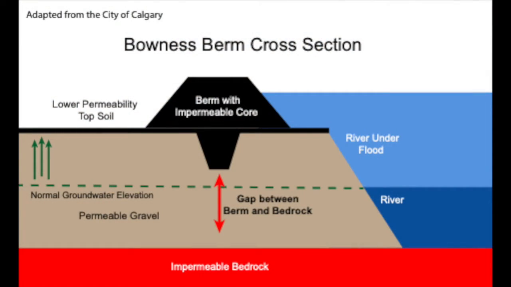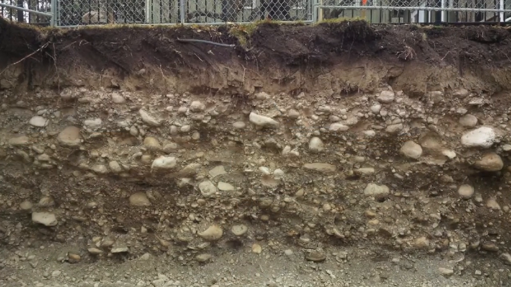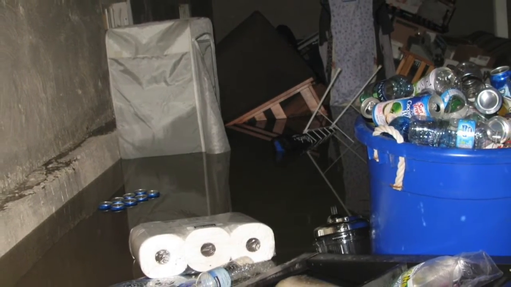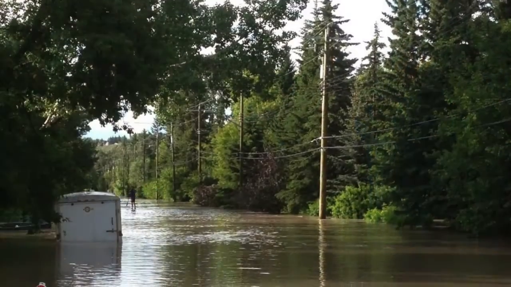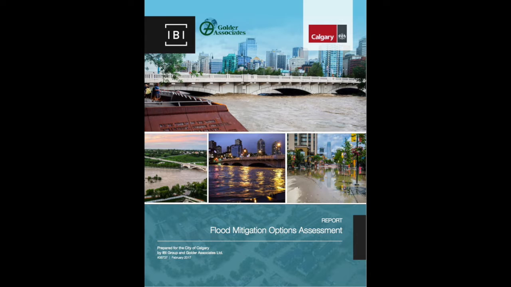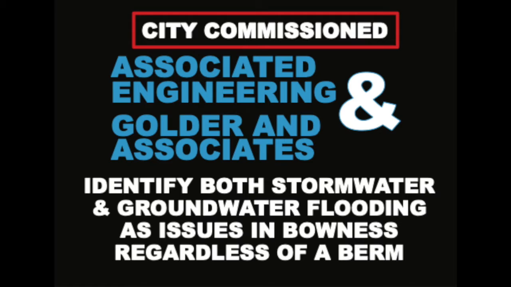This simple model clearly shows that the barrier design deficiencies and the city's failure to consider the local surface geology will result in widespread flood damage in Bowness, first in basements and then overland, despite the presence of the barrier. These damage risks were identified in both of the engineering studies commissioned by the city after the 2013 flood.